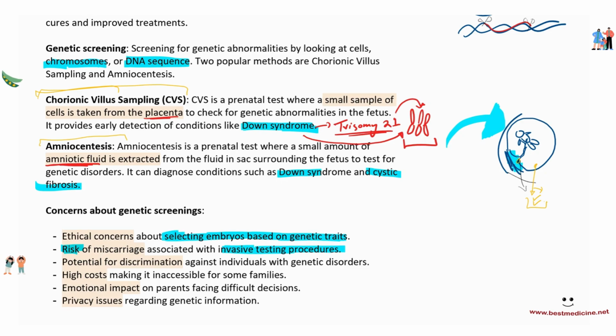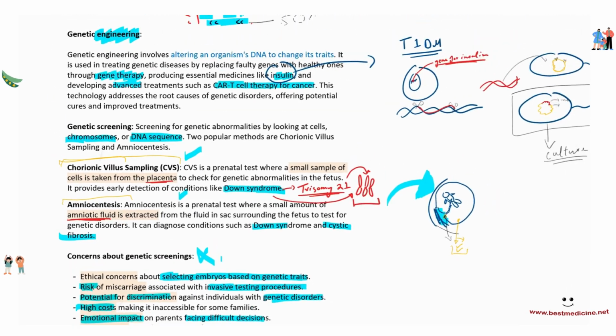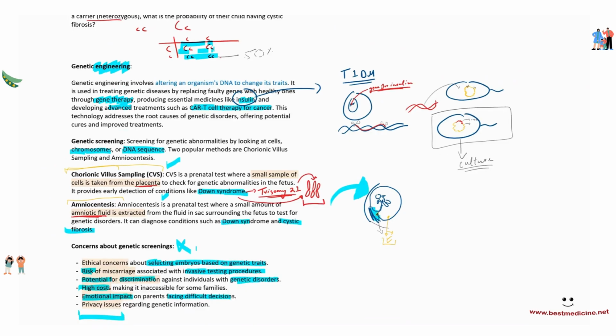Potential for discrimination. Again, it's the same thing. Potential for discrimination means that we have individuals with genetic disorders and these can get aborted. These testing facilities also have high costs, and there's also emotional impact on parents who face difficult decisions. There are also privacy issues regarding genetic information. So these are some of the concerns. Not very high yield, but you should know about these, okay? CVS and amniocentesis, what is genetic screening, and what is genetic engineering, all right?